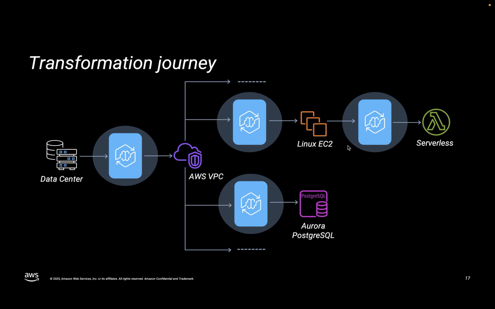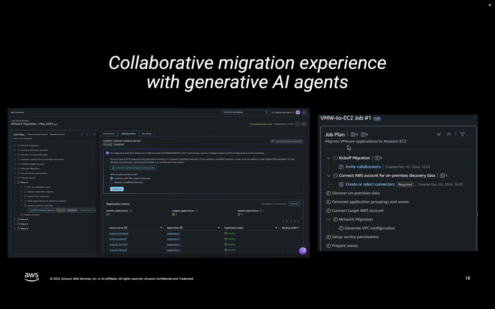Well, here's the transformation journey. So in your data center, you have AWS Transform. It connects back to the AWS VPC. It will figure out what needs to happen, whether it is Linux EC2 machines or build a serverless, and then what kind of database should it be using. It figures out everything and does it for you.